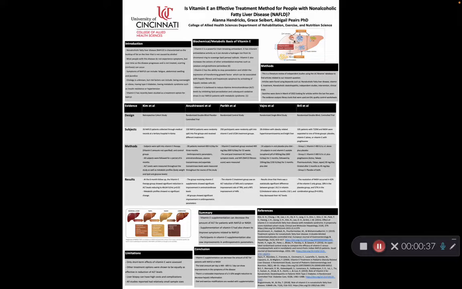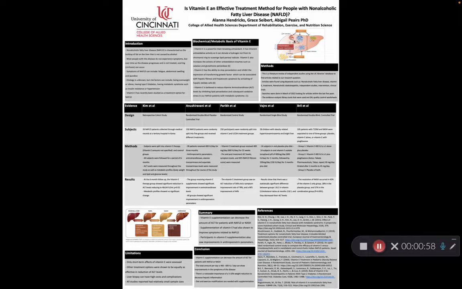Most people with this disease do not experience symptoms, but over time, as the disease progresses and is not treated, scarring or cirrhosis can occur. The people who do experience symptoms of non-alcoholic fatty liver disease can experience symptoms like fatigue, abdominal swelling, or jaundice.